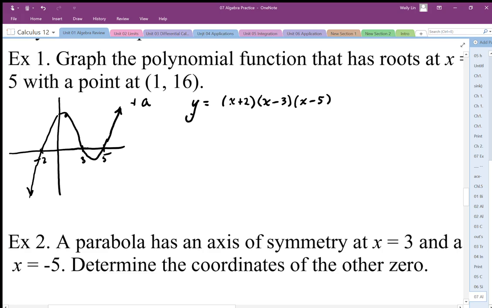Okay, now one thing that we really have to make sure that we account for is that you always consider the a. And when we solve for that a, it should end up being positive, and we're probably going to have some compression or expansion involved in here. And to solve for that a, we just plug in our x equals 1. So we end up with y equals 16, a times (1 plus 2), (1 minus 3), (1 minus 5), and then we can solve for a.